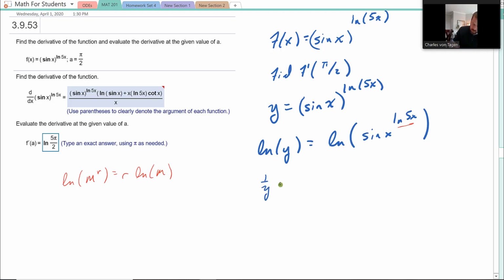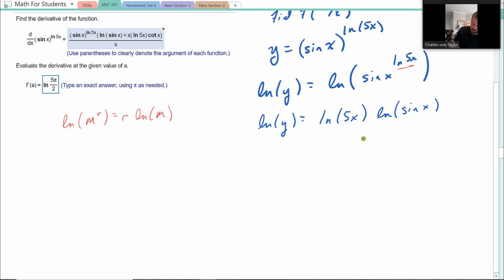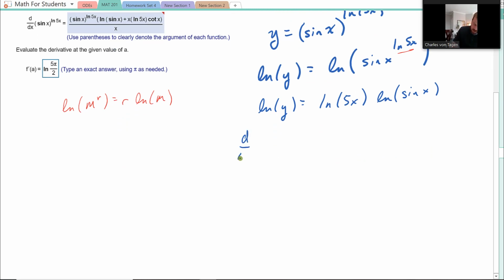Before I differentiate, let me finish doing that property. So we get the natural log of y is equal to the natural log of 5x times the natural log of the sine of x. So now I'm going to take the derivative of both sides.